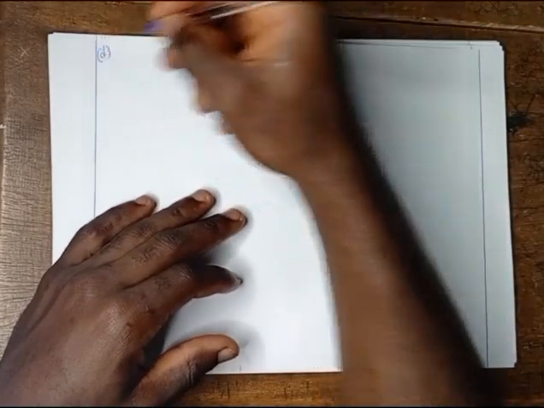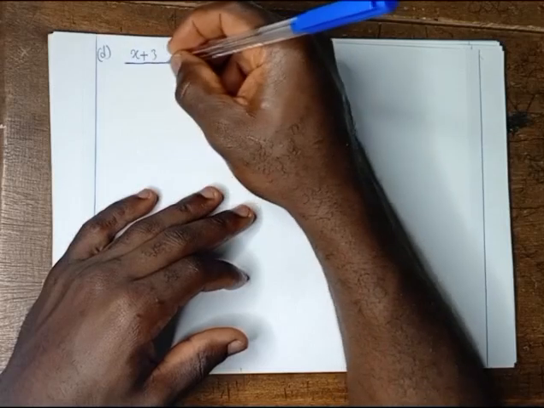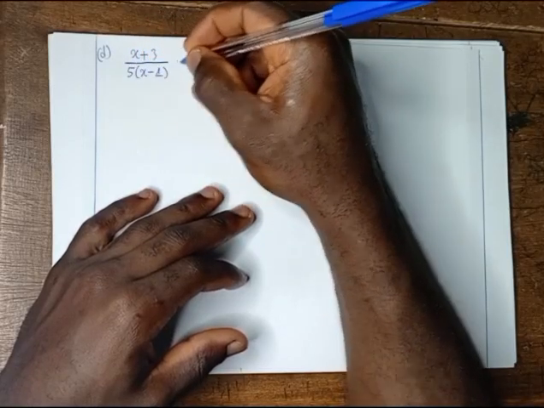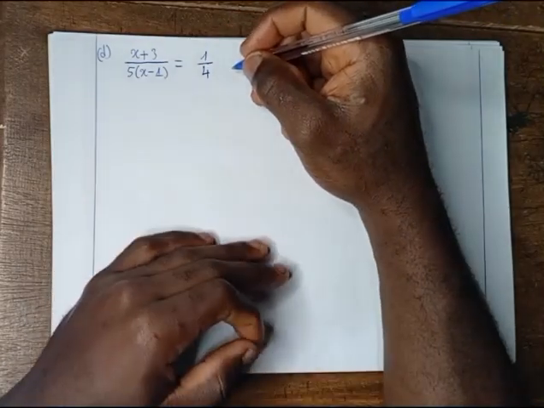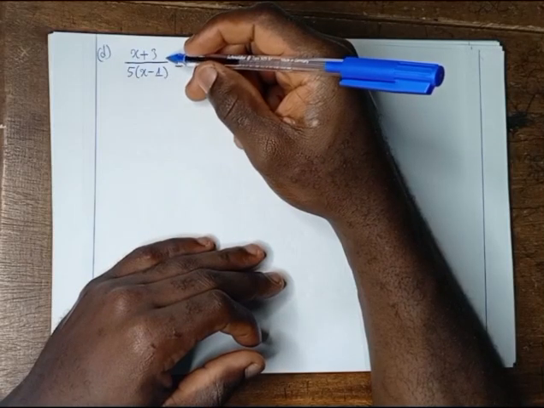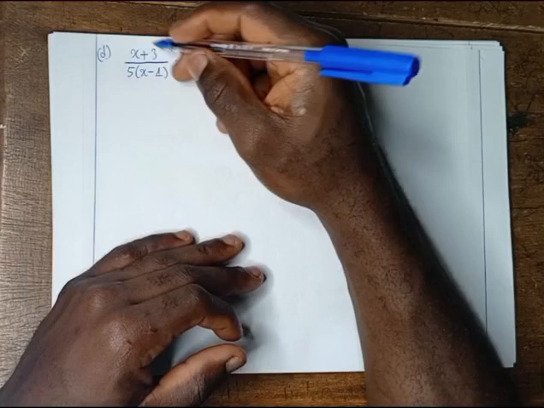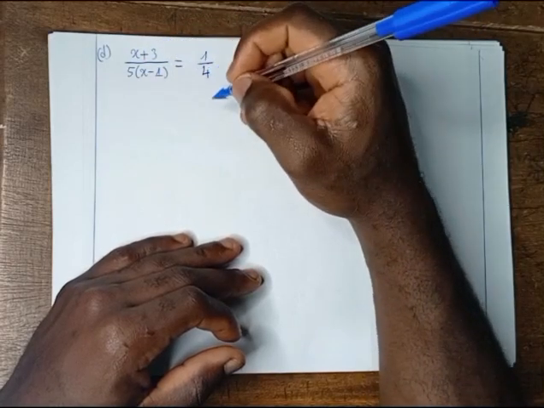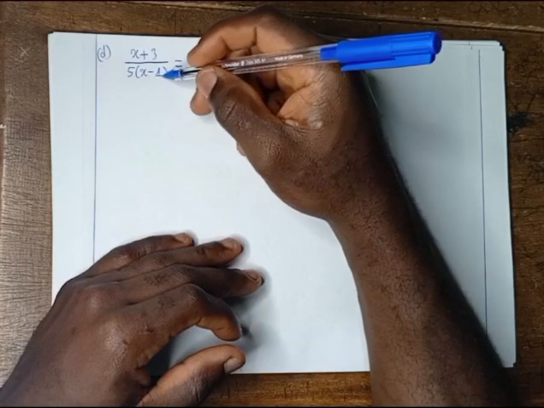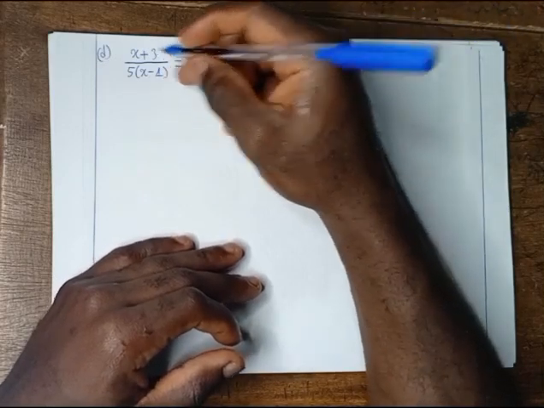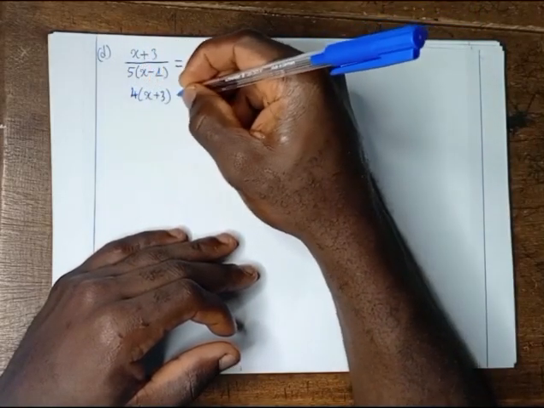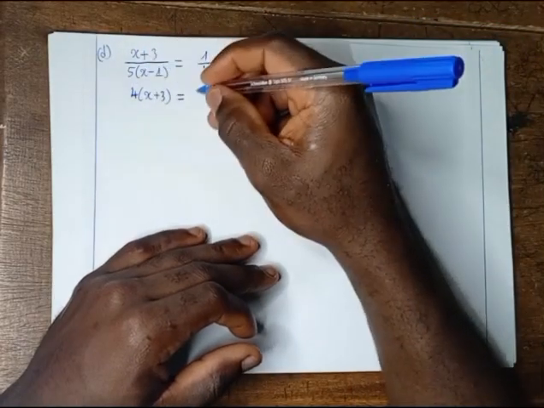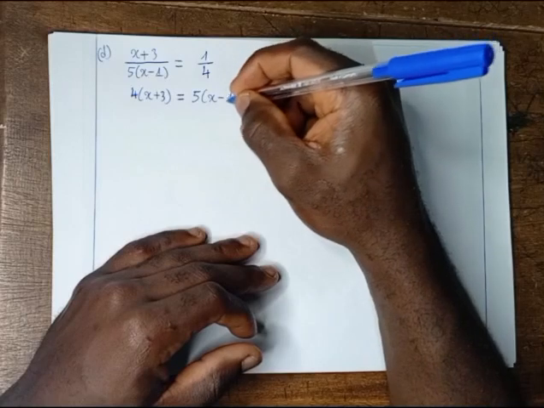We go now to question D. For question D, we have x plus 3 all over 5 times x minus 1 is equal to 1 quarter. For us to answer this question, we are going to make use of our idea of cross multiplication. We take the numerator of the first fraction and multiply by the denominator of the second fraction. We take the denominator of the first fraction and multiply by the numerator of the second fraction. So this will give us x plus 3 times 4, which is 4 times x plus 3. It will be equal to 1 times 5 times x minus 1.